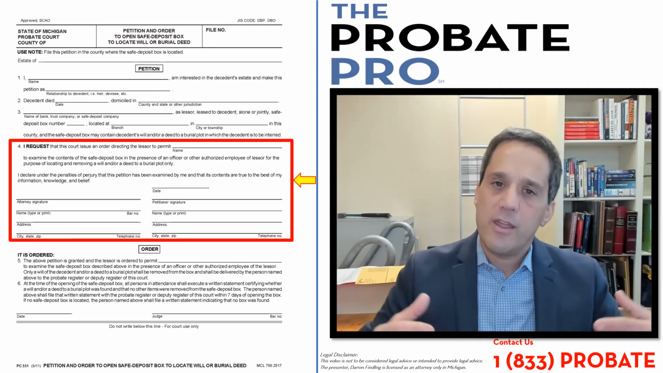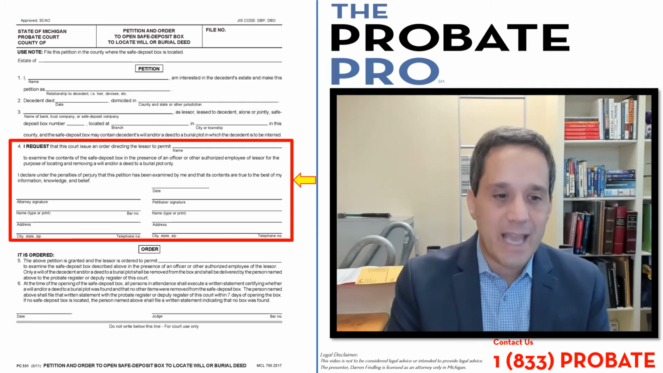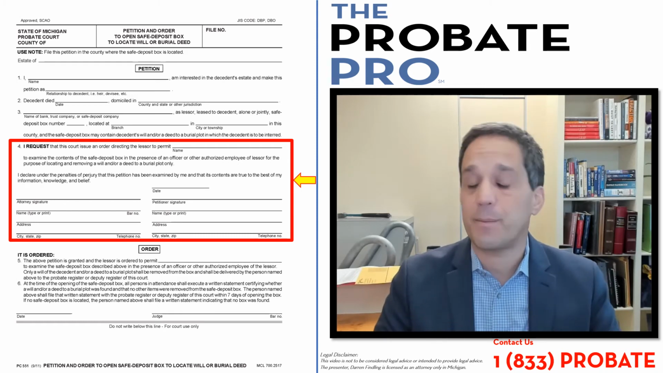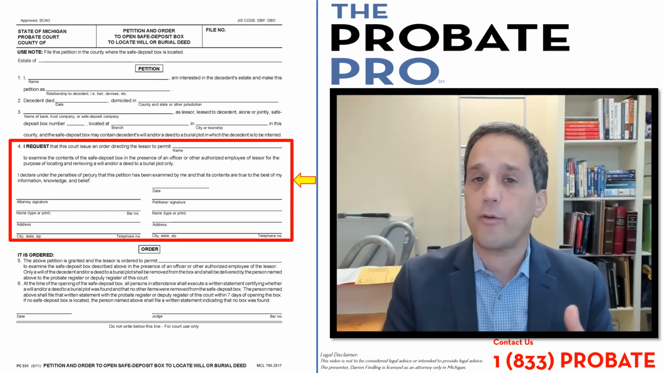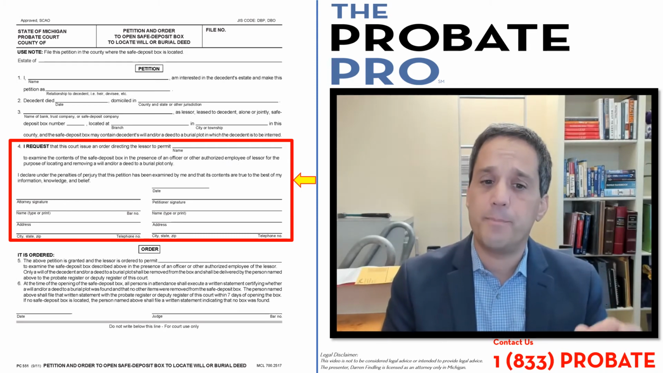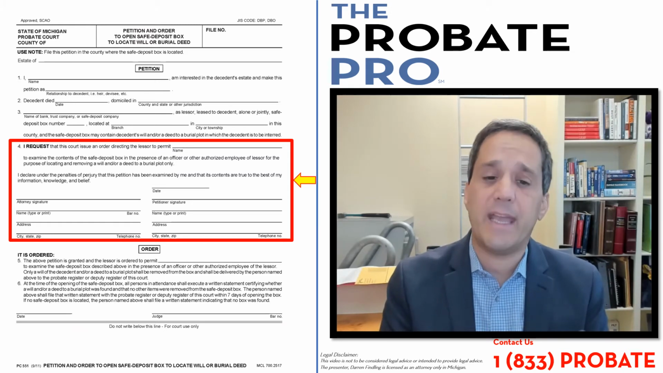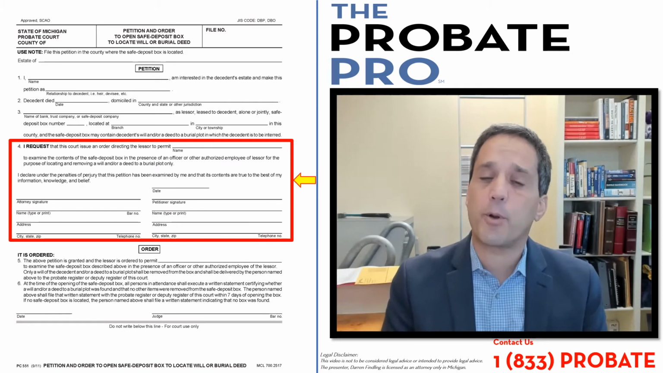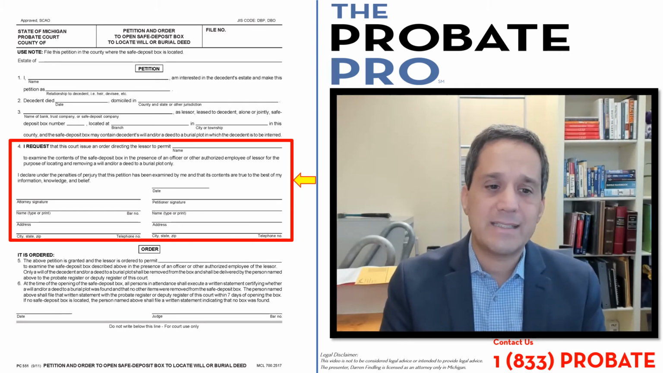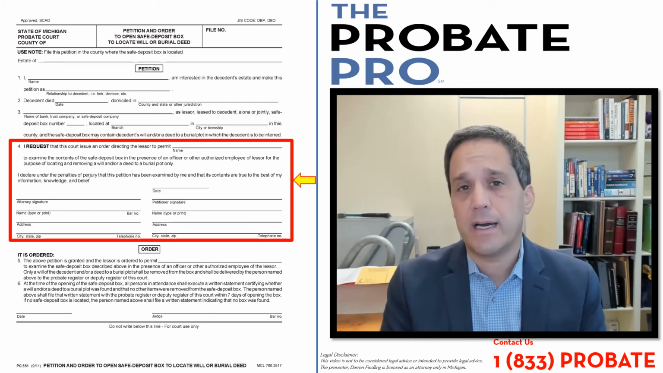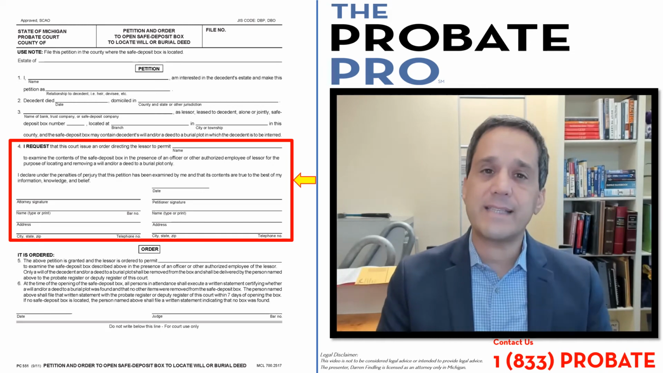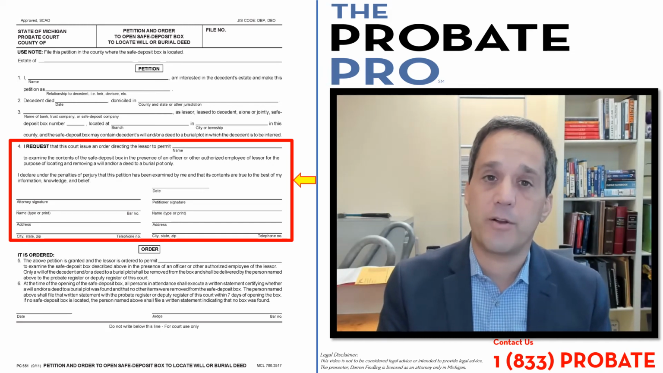So remember, this is allowing you to examine the contents of the safe deposit box in the presence of an officer or other authorized employee of the lessor. The lessor in this case is the bank or the financial institution for the purpose of removing and examining the will and deed or burial deed. The next section is a declaration under the penalties of perjury.